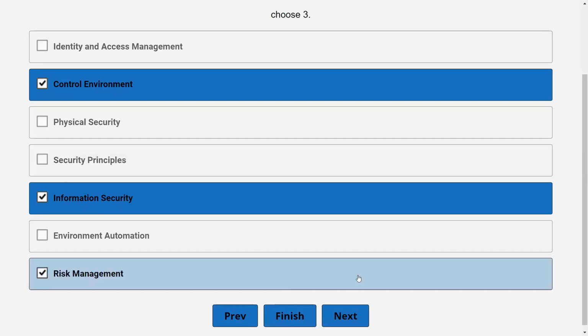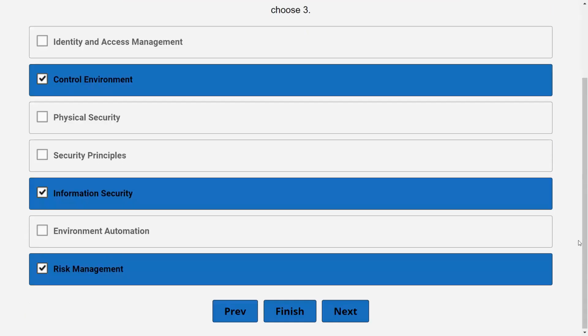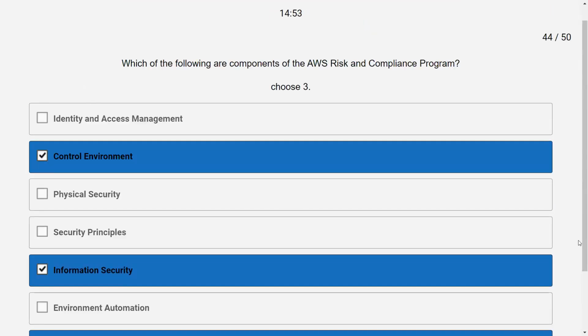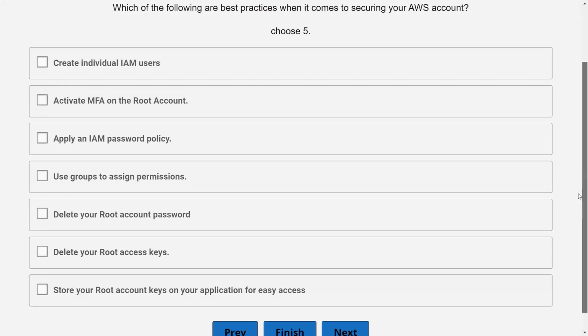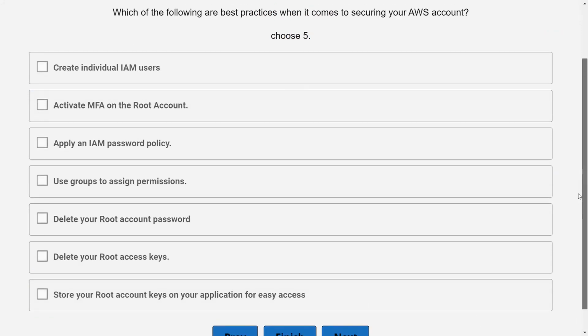Okay. Won't the information security fall even under security principles? You say it be risk and compliance. The risk and compliance program is a different thing altogether. It's about complying to the various governing rules and regulations governing keeping people's data and other stuff. They are security. So we'll go on.